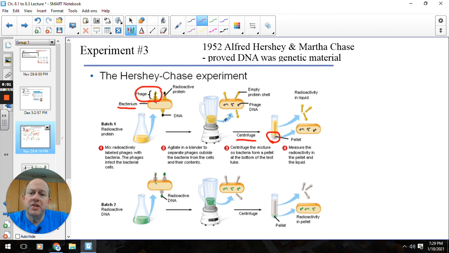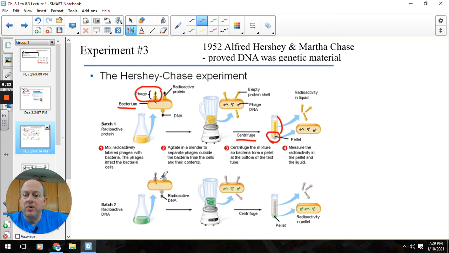And when it was all said and done, where we started with radioactive protein, we still saw the radiation in the liquid, which tells us that the protein stayed with the viruses, so we didn't move the genetic material. A good scientist doesn't just assume, well, DNA must be it then.